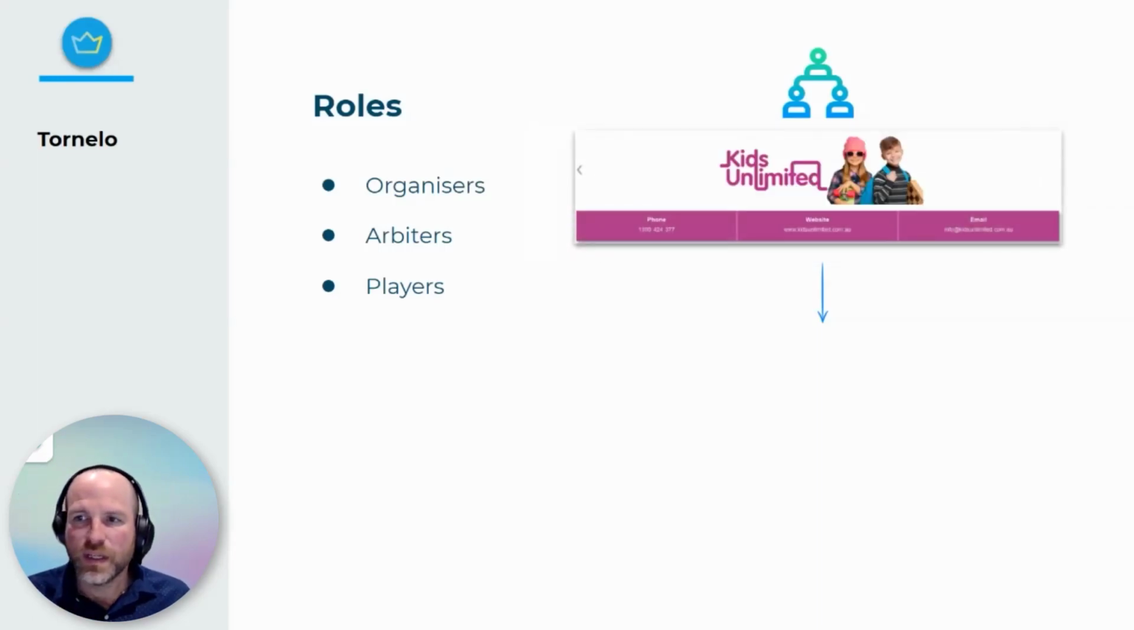As an organization, you can have delegated responsibility to multiple organizers or arbiters, so that you don't have to be a one-man band and run everything yourself, but you can create this system where other people can set up and run events with your logo, and if you're collecting entry fees, money can go into the organization's bank account.